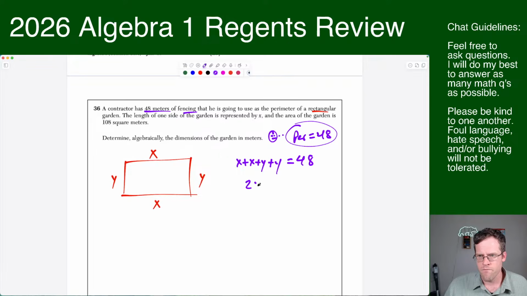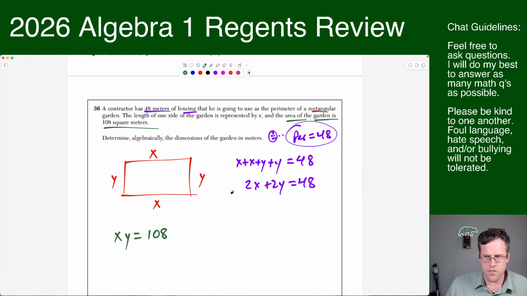And if I get 2x plus 2y equals 48, from here, where I think this is heading is a system of equations. Okay, so then let's see. The area of the garden, they told us this. The area of the garden is 108 square meters. So I could say x times y equals 108.